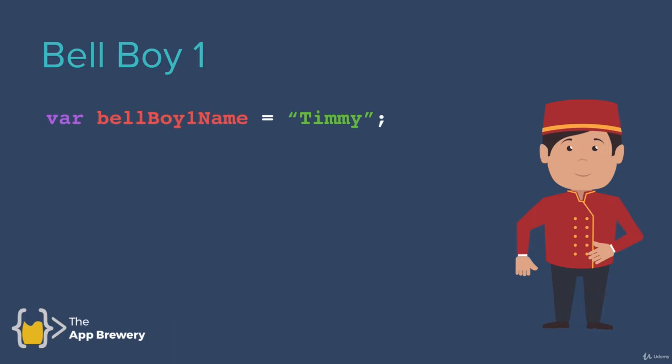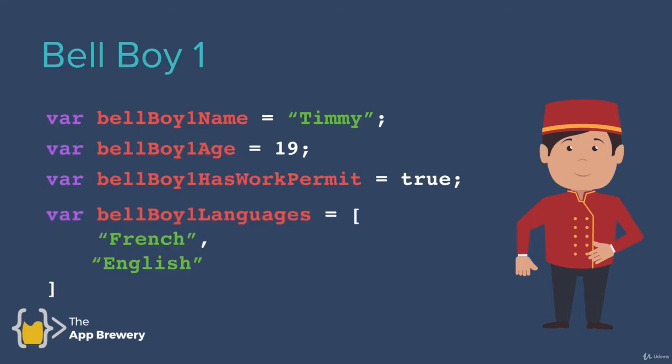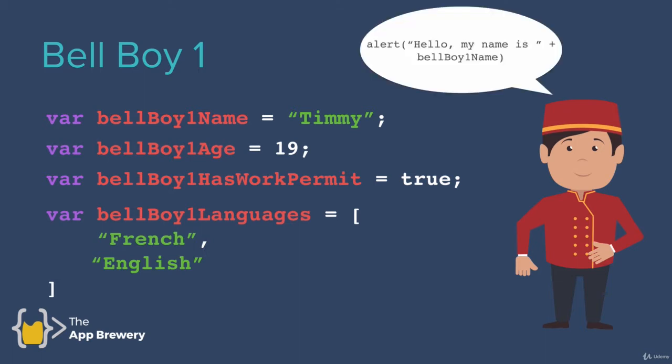Now, as we keep quizzing him, say, what is your age? Do you have a work permit? What languages do you speak? We can start capturing and saving all of this data by creating a whole bunch of variables. So that means if we were to instruct our bellboy to greet a guest, then we could write our line of code like this: alert, hello, my name is, plus bellboy1name. So this would create a pop-up saying, hello, my name is Timmy.